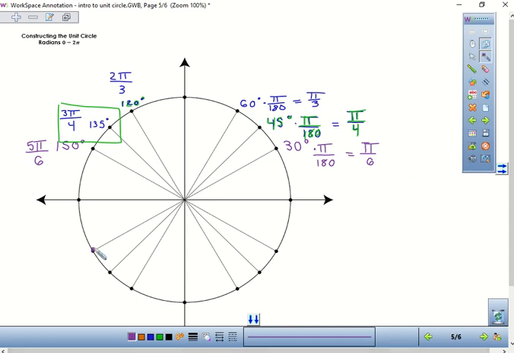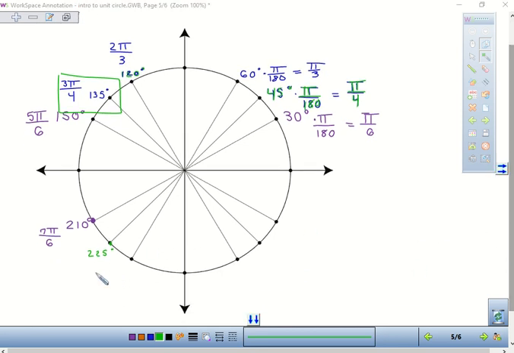So this one here is another version of the 30-degree triangle. It's a 210. What can I multiply 30 by to get me to 210? 7. So 7 pi over 6. This one here is 225. What could I multiply 45 by to get to 225? 5. So it's 5 pi over 4. And then lastly, this is 240. What can I multiply 60 by to get to 240? 4. So it's 4 pi over 3.